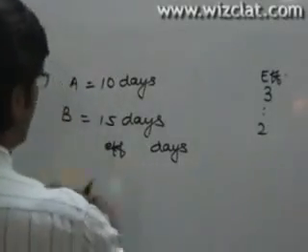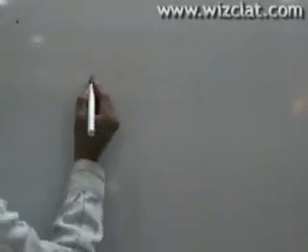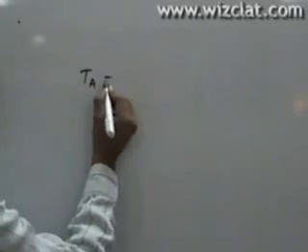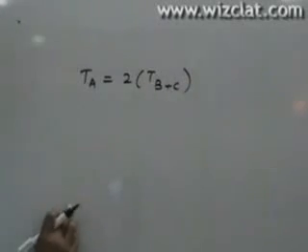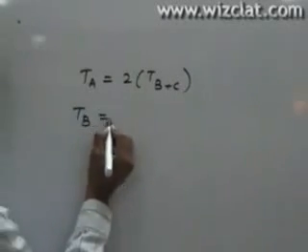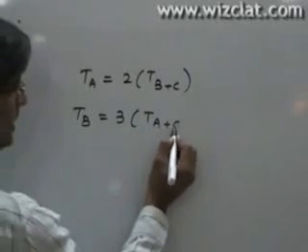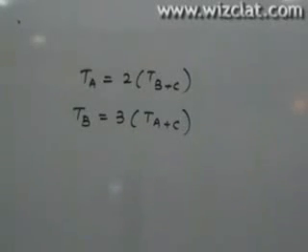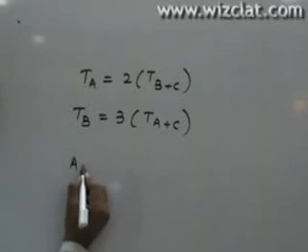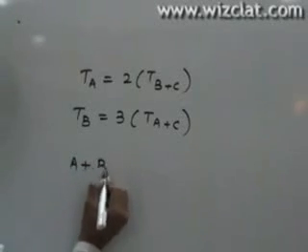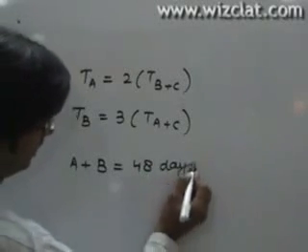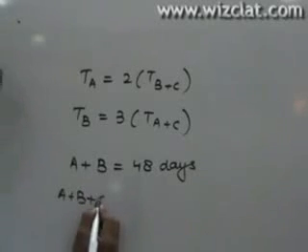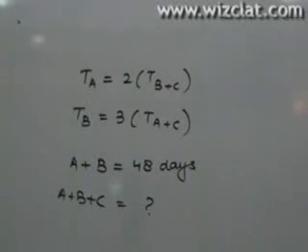Let me give you one last example here. Assume the time taken by A to do a work is twice the time taken by B and C together to do the work. Time taken by B to do a work is thrice the time taken by A and C to do the work. If A and B can do this work in, let's say, 48 days, then how long will A, B and C take to do the work? So we'll try to solve this question by using an altogether different approach.